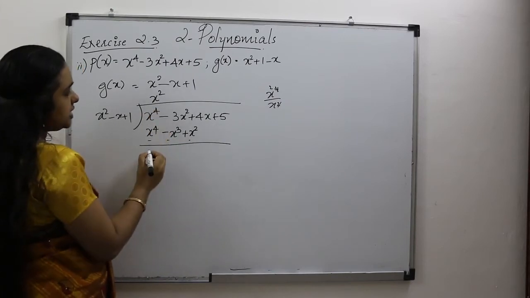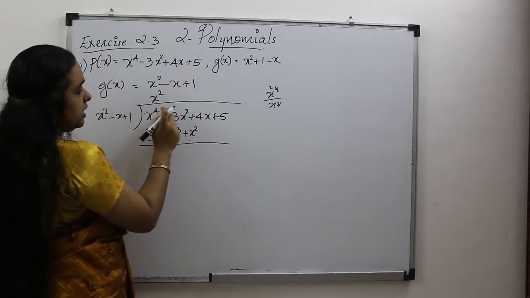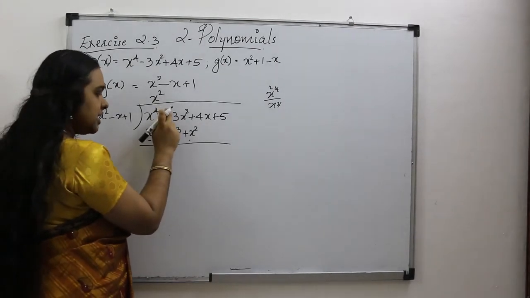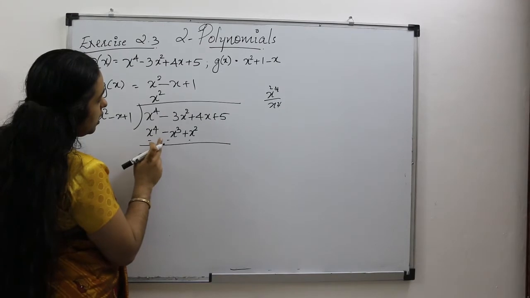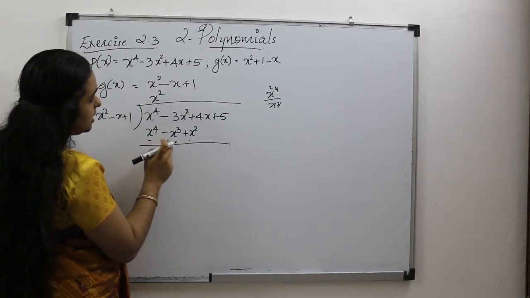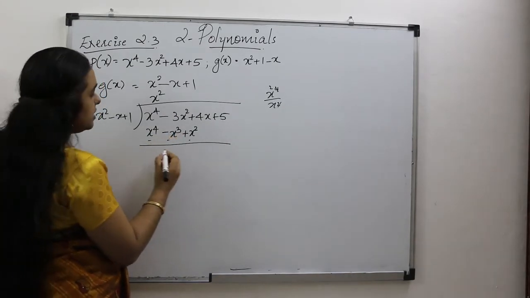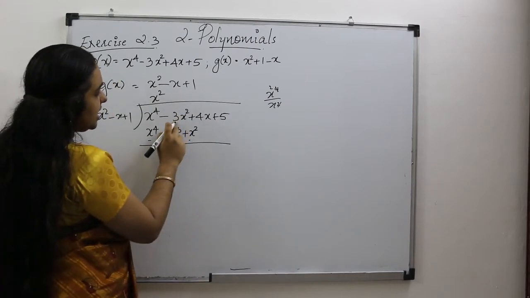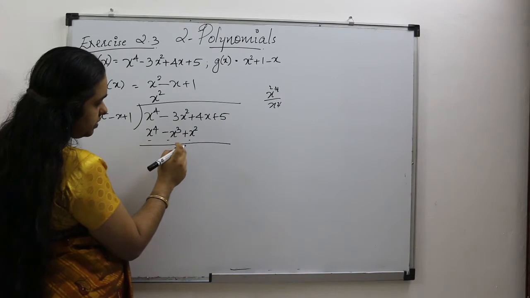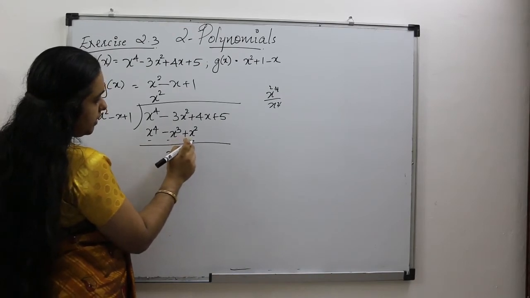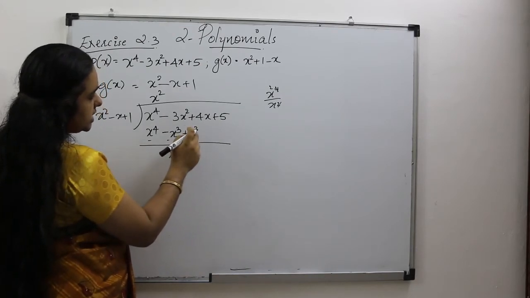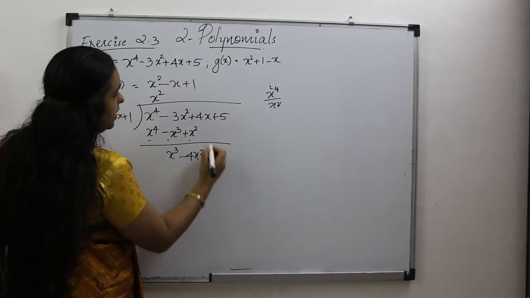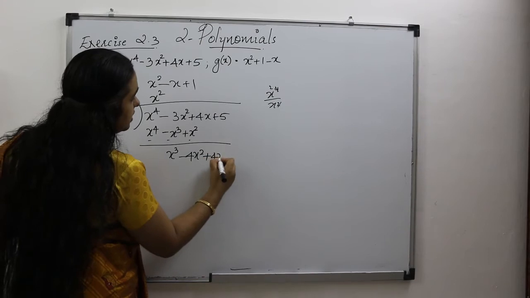x raised to 4 minus x raised to 4 is 0. Here the x cube term is not there. That means 0 minus x cube, right? So this will become minus x cube. Then minus 3x square minus x square will become minus 4x square. Then this 4x we will write down.